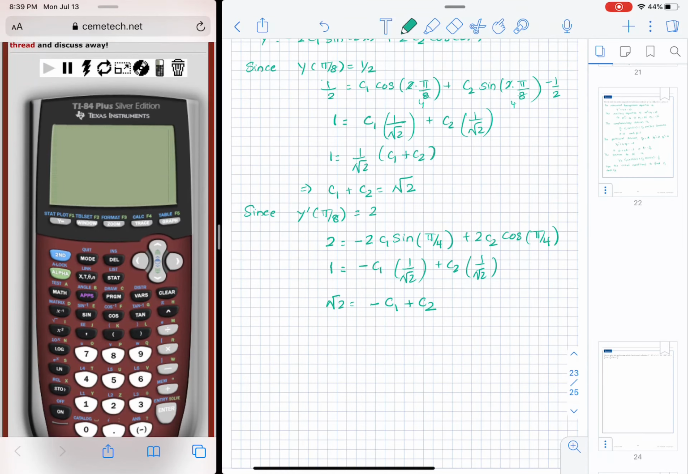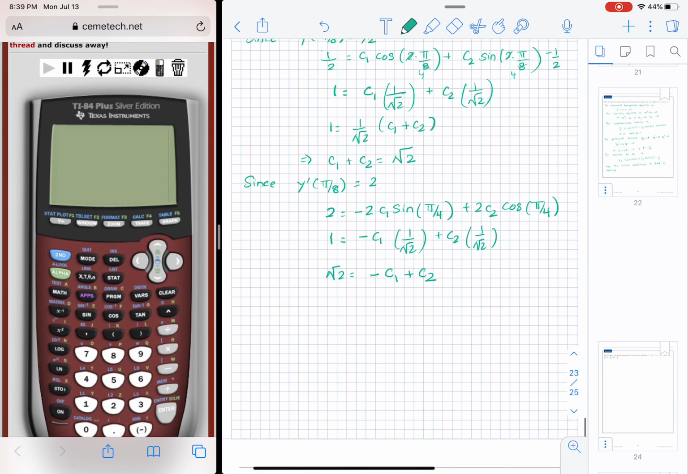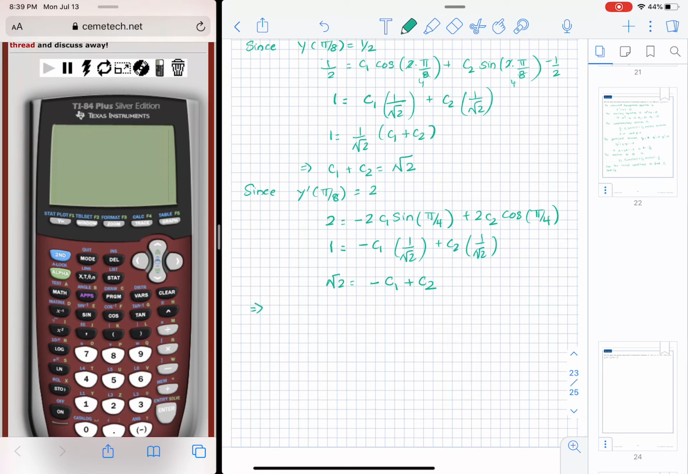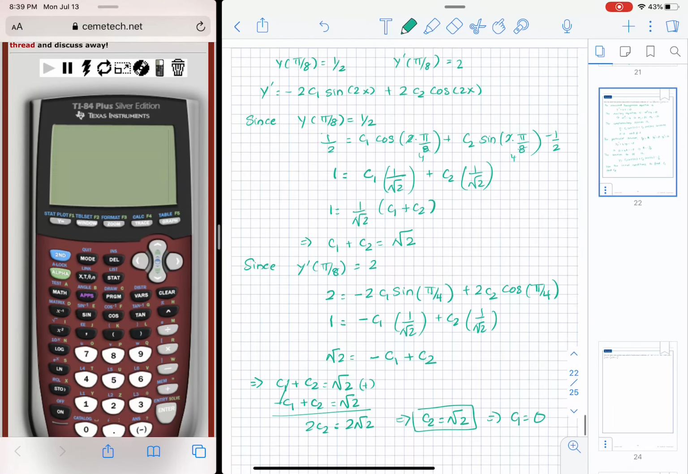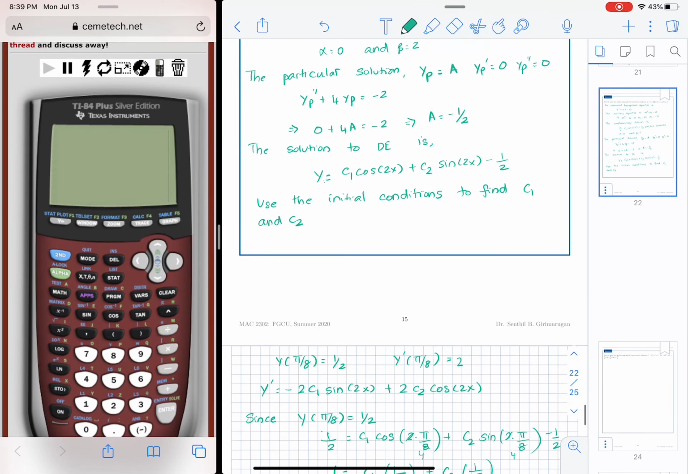And now we have two equations, so we could find the two constants. So c1 plus c2 is equal to root 2. Minus c1 plus c2 equals root 2. If I add them together, 2c2 would be equal to 2 root 2, which would imply c2 is simply root 2. Clearly, that would make c1 0. So we have the value of c1.